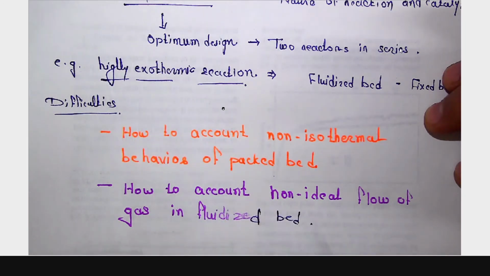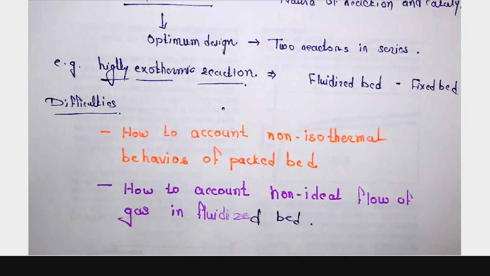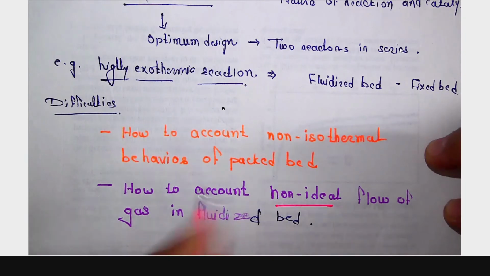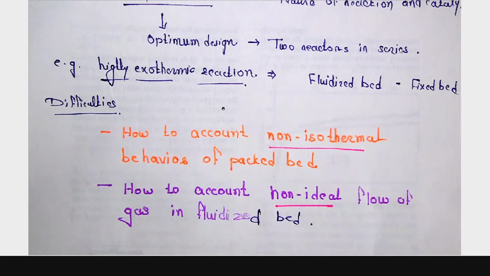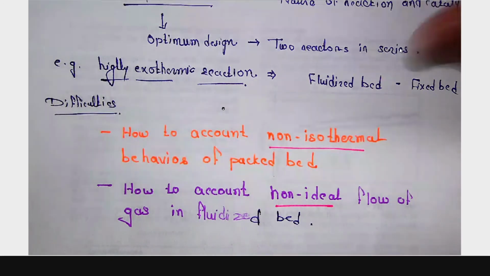So these are the two issues we generally see in the case of the fluidized bed and packed bed reactor. These are the two major concerns: non-ideal flow and non-isothermal behavior. Non-isothermal is in the packed bed reactor, and non-ideal is in the fluidized bed reactor.